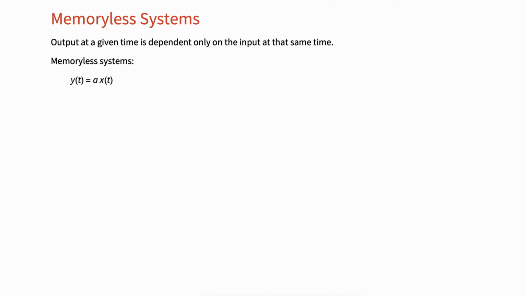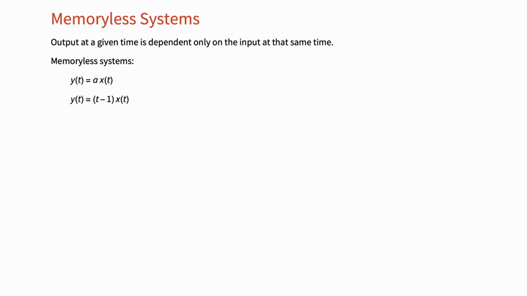As an example, for a system where y of t is equal to a times x of t, the system is memoryless since the value of y of t only depends on the value of x at the same time t. As another example, if the system is defined with y of t returned as t minus 1 times x of t, again, knowing the value of x at time t, we can find the value of y for the time t, and so the system is memoryless.